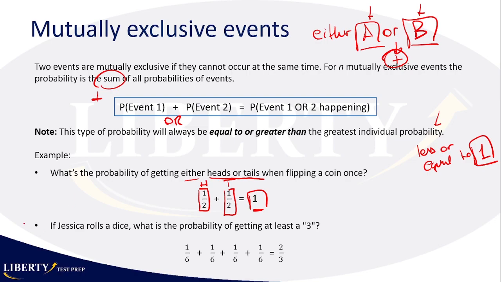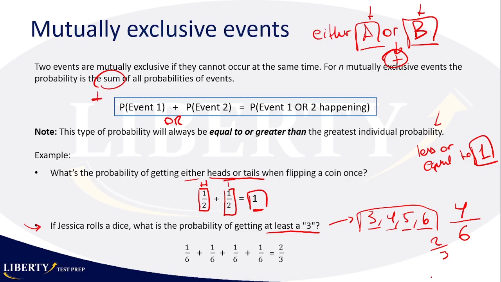Okay? Then number 2, if Jessica rolls a dice, what is the probability of getting at least a 3? So at least a 3, what does it mean? It means 3 or greater than 3. So it could be 3, it could be 4, it could be 5, or it could be 6. So basically you have 4 numbers out of the total numbers in a dice, which is 6, right? So it's 2/3.